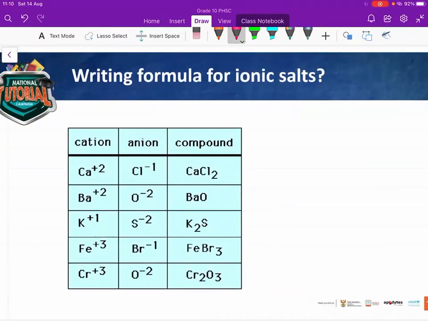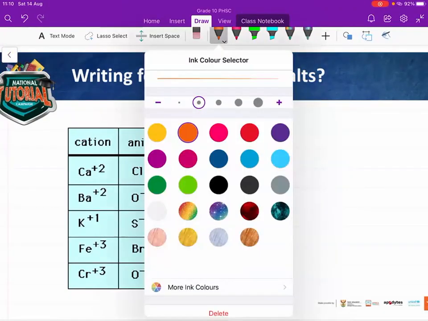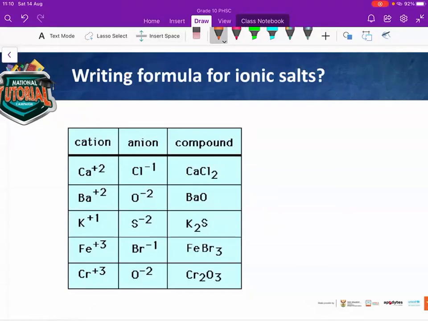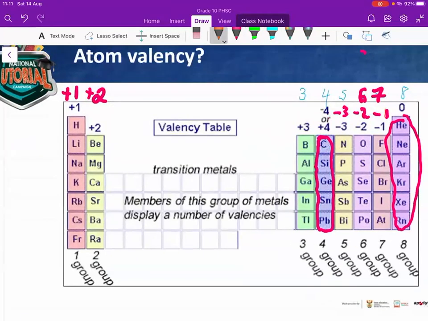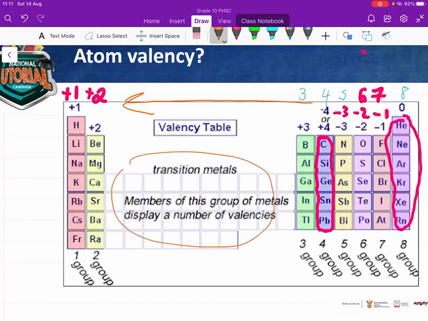Another important skill that you need to already have is how to write ionic compounds. Remember, it's a non-metal and a metal. Generally, the metal is always a cation, meaning that it's positive, because it comes from the left-hand side of the periodic table. If you look here on the left, all of these ones on the left have +1 valency or +2 valency or +3 valency. Even these transition metals generally have a positive valency.